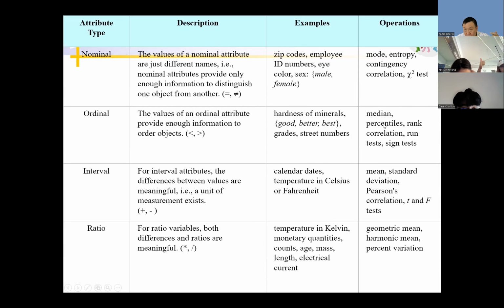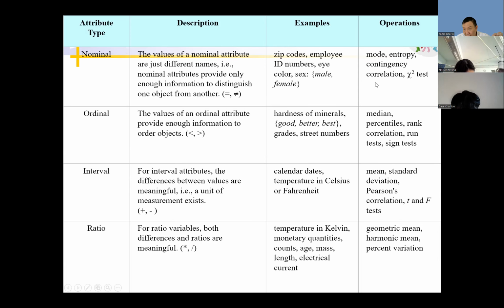Okay. So you can do percentile, ranking, rank correlation. You can do run test, sign test. These are the statistics. Now, if your data is interval, you can do mean, standard deviation, Pearson correlation, t-test, f-test, no problem. So all of these are quantitative, right? But if you have a ratio attribute type, you can do more than that. You can do geometric mean, harmonic mean, which you cannot do with interval data.